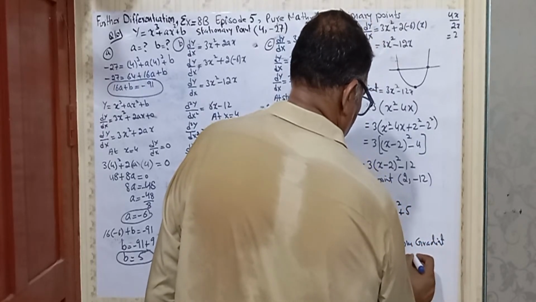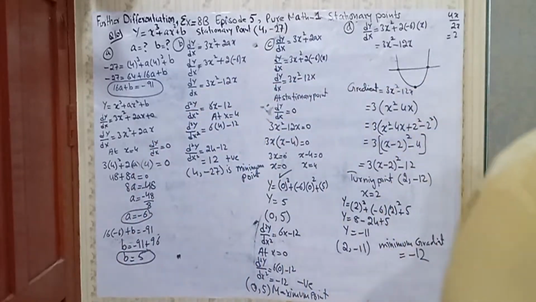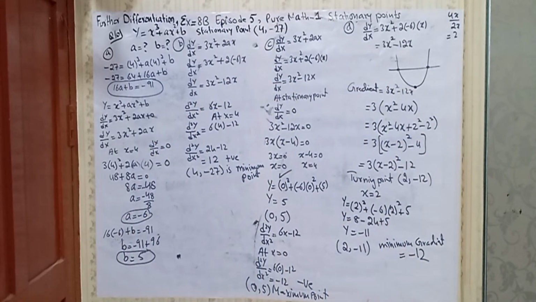And the minimum gradient is equal to minus 12. So the minimum gradient will be on the curve at the point (2, minus 11), and the minimum gradient will be minus 12. It's a huge question, sir. Let me check, sir. The D answer is (2, minus 11), and the gradient will be minus 12. So this is how you will do question number 10.